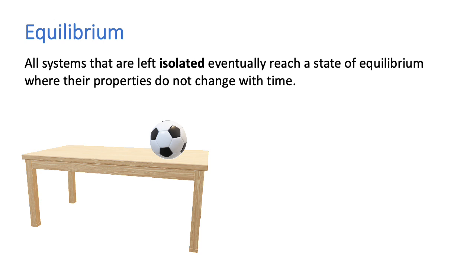A system which is left isolated reaches a state of equilibrium, where its properties do not change with time. We have a ball which is sitting on this table. This is an isolated system because it is not interacting with the surroundings. Now, if we disturb it, it'll fall down and eventually it'll reach a new state of equilibrium.